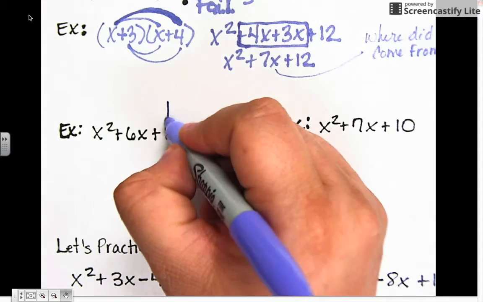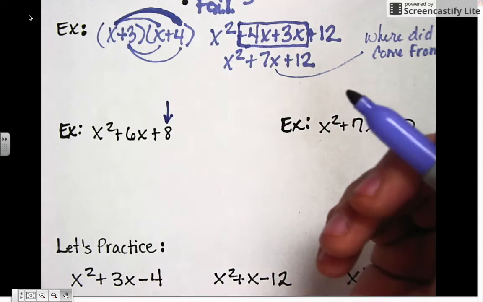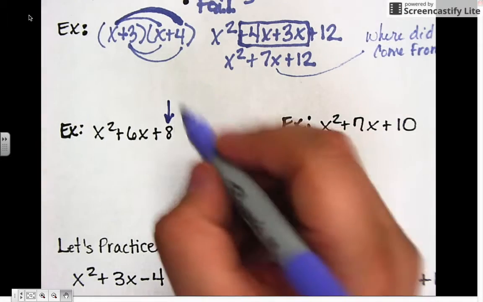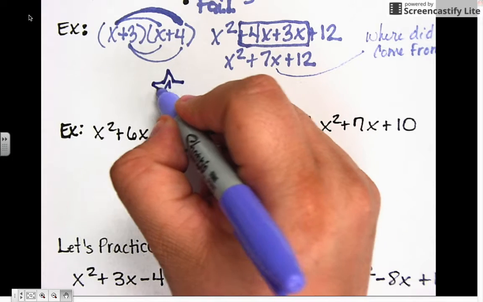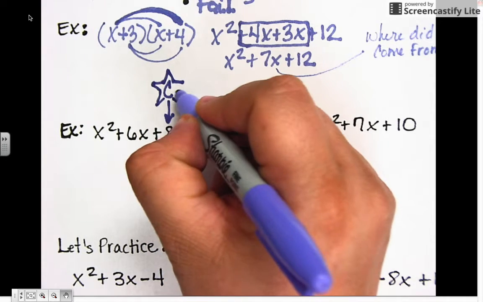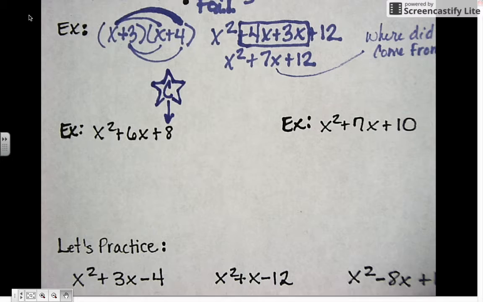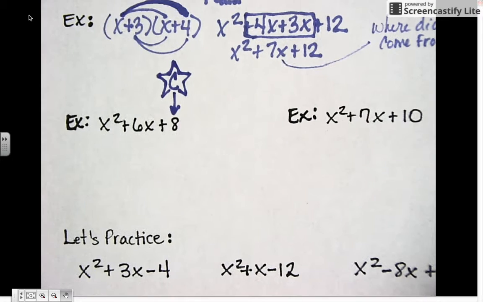Factoring is really based off of the C. Usually we use the A and C the most. This time we're going to have C, and C is going to be the star. Let's see if I can draw a star. Don't take forever to draw your star, or don't draw a star. It's up to you. But C is the star. C is the one you want to focus on.